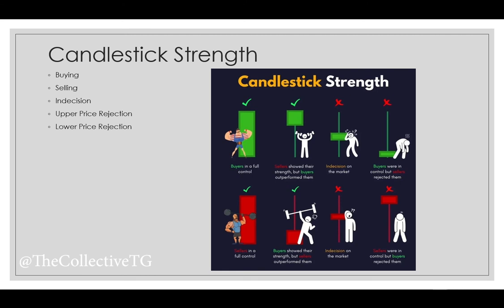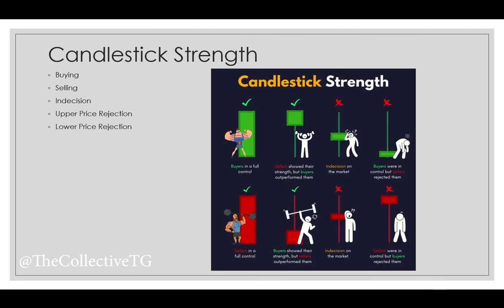So as far as buying candles, all of these on the top here are types of buying candles. You have a strong buyers in full control type of candle here with this thick body with no wicks. And then you have this candle here where you see that there's lower price rejection, as represented by this long wick.